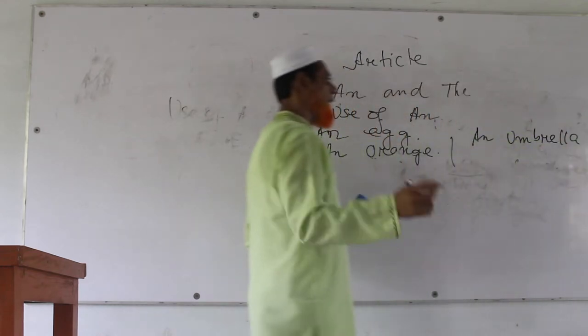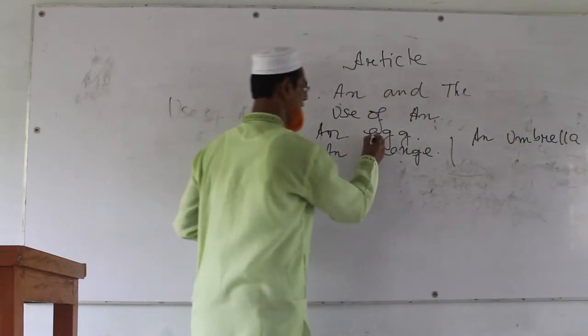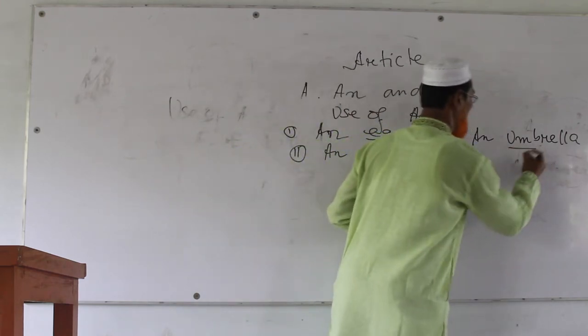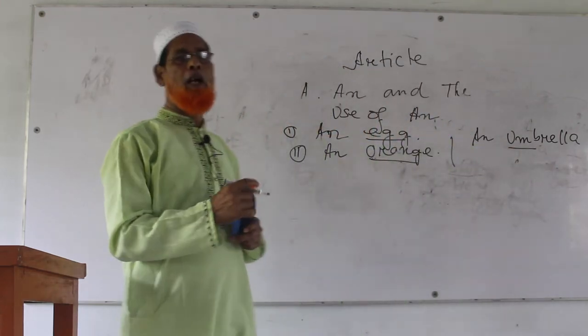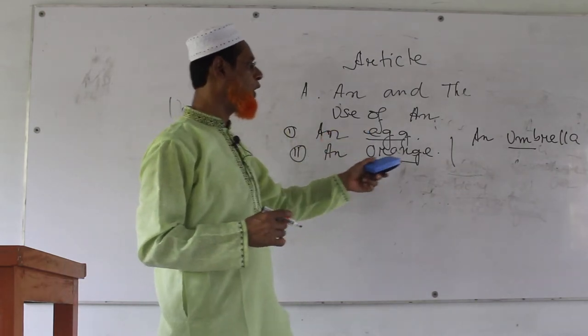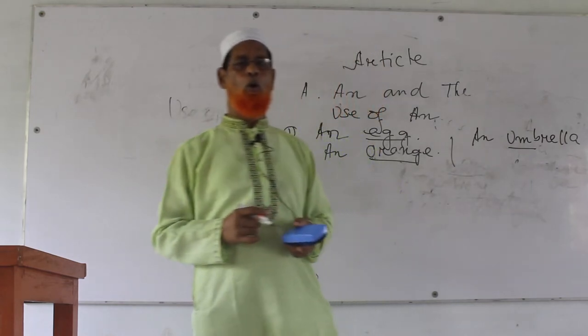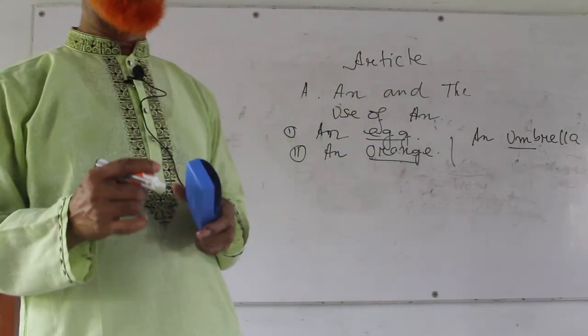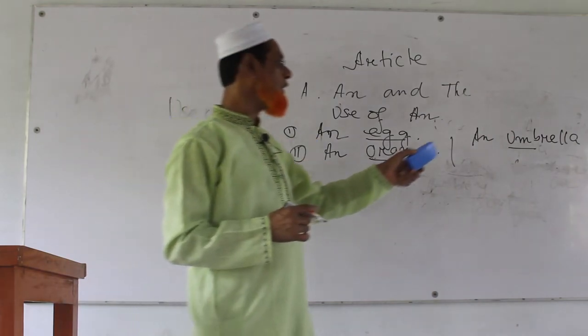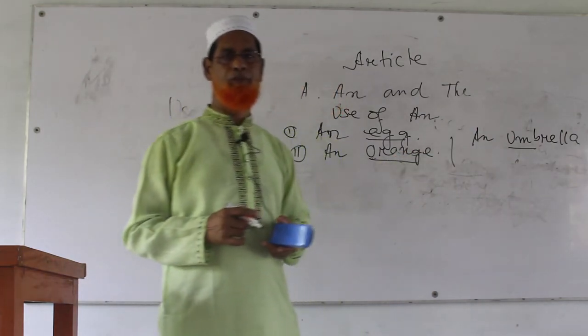Here all the words, egg, orange, umbrella, start with E, O, U. All are vowels. So we have used an before these words.